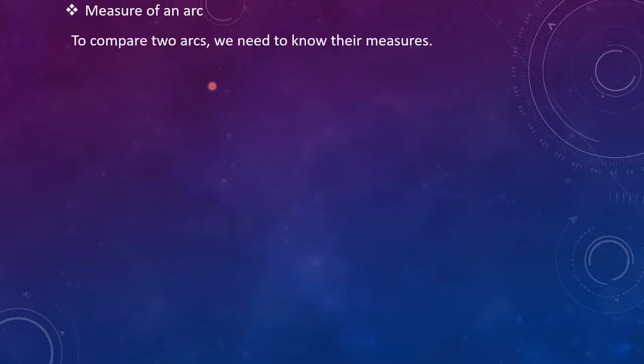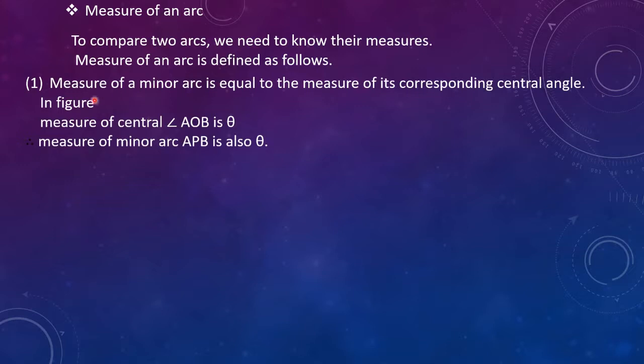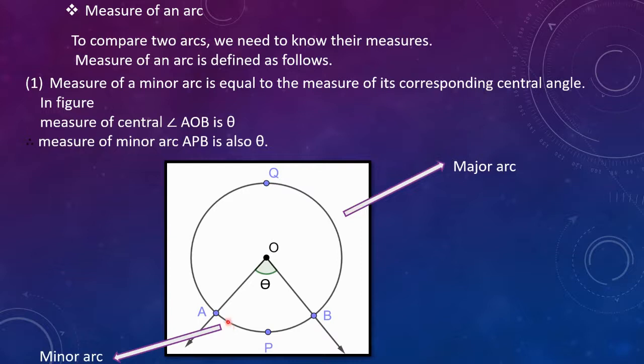Measure of an arc. To compare two arcs, we need to know their measures. The measure of an arc is defined as follows. The measure of a minor arc is equal to the measure of its corresponding central angle. In the figure, the measure of central angle AOB is theta. Corresponding to the central angle is the arc APB. So the measure of arc APB will be equal to the measure of its corresponding central angle.